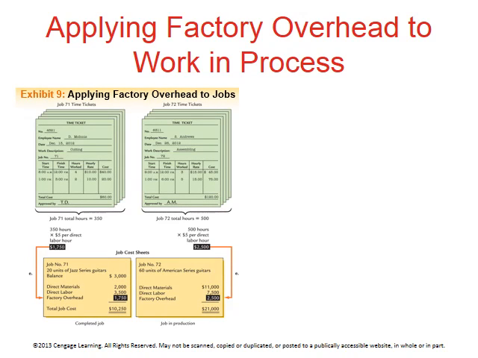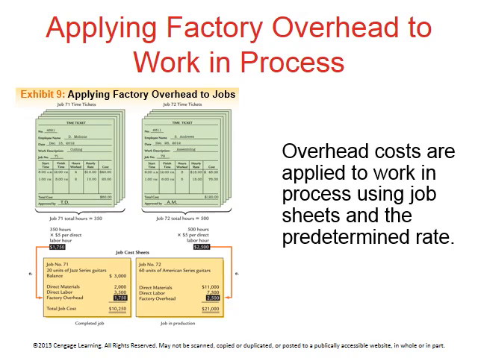So we're going to apply some overhead based on our job 71 and job 72. We were told that our overhead predetermined allocation rate is $5 per direct labor hour. On job 71, we had 350 direct labor hours. So we take the 350 times $5. That means we get $1,750 of factory overhead for job 71. We do the same thing for job 72, 500 hours times $5. And our factory overhead using the predetermined rate is $2,500. So now for job 71 and 72, we have our direct materials, direct labor, and factory overhead calculated.